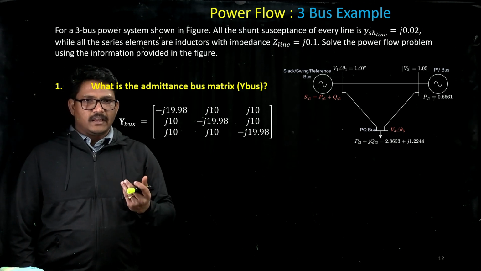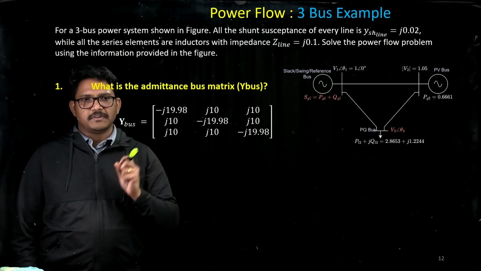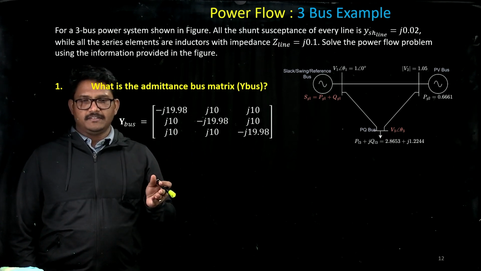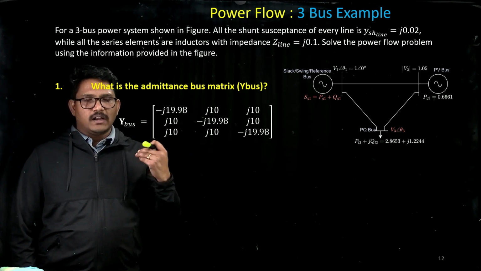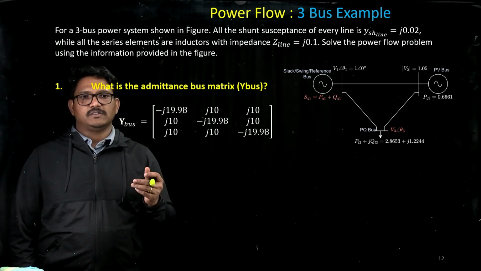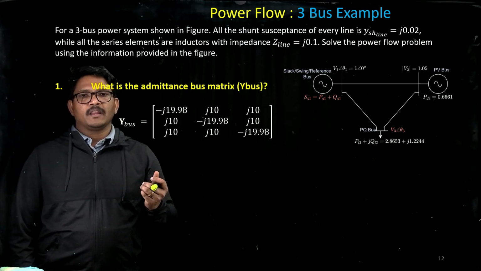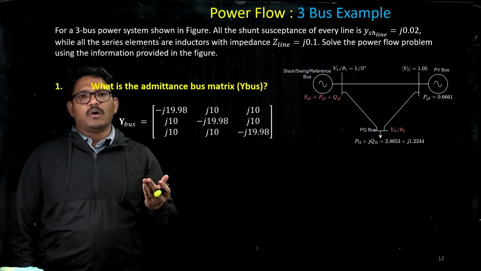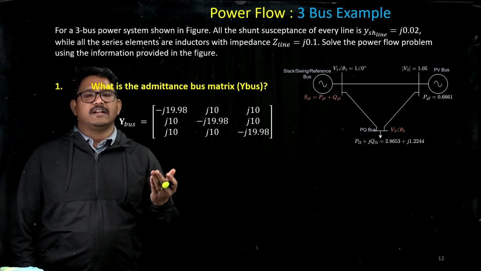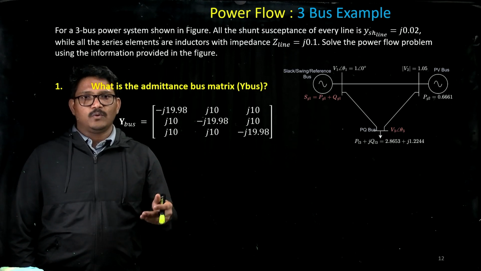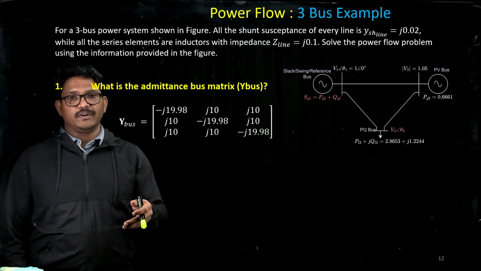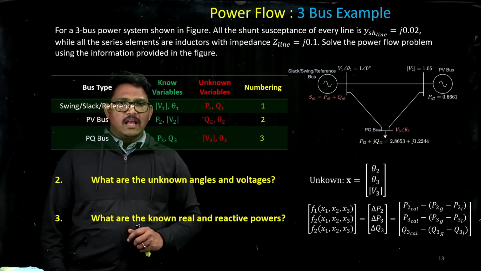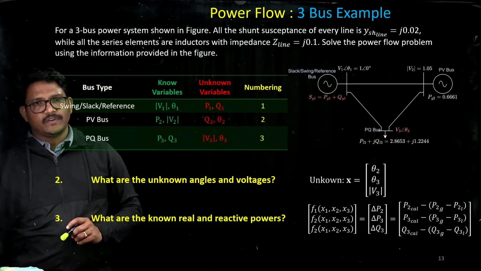Now the next step, after you know the admittance bus matrix, is to work out how many buses are available in the system, which are the generator buses or PV buses, which are the load PQ buses, and where the slack bus is. Then we need to consolidate which values of the voltages and angles we already know and which values we don't know. In order to do that, let's have the summary of the system data that we have here.